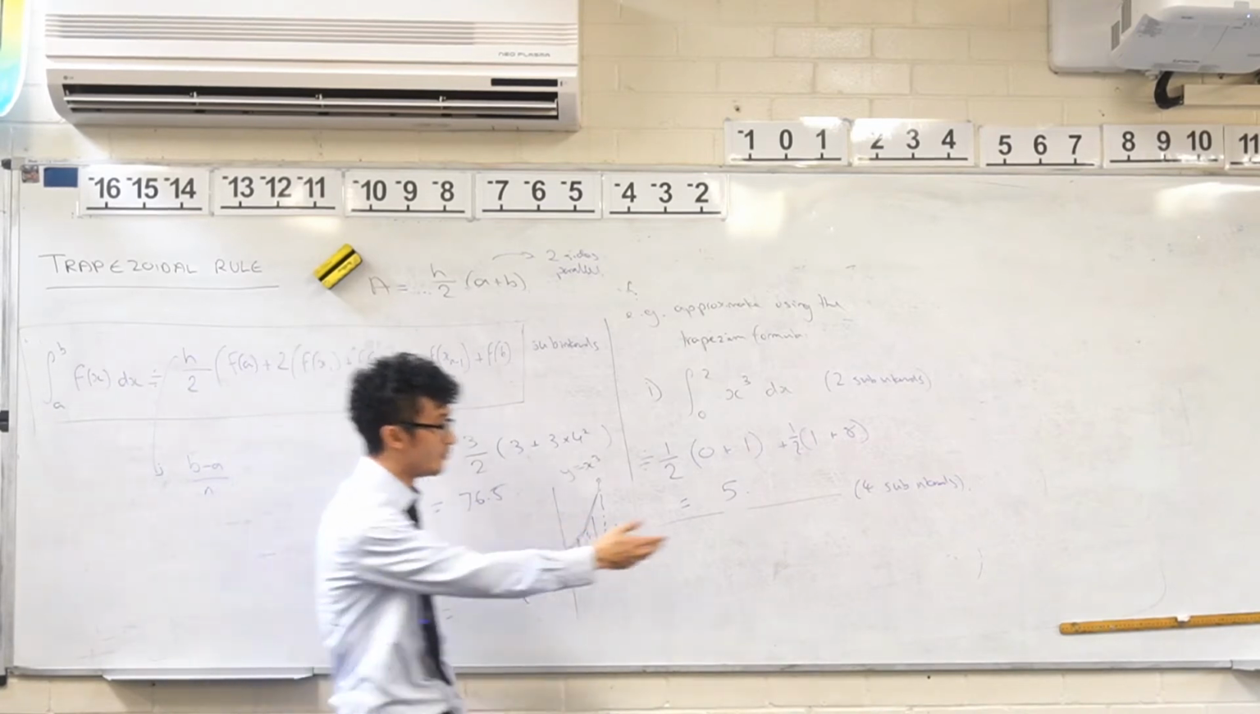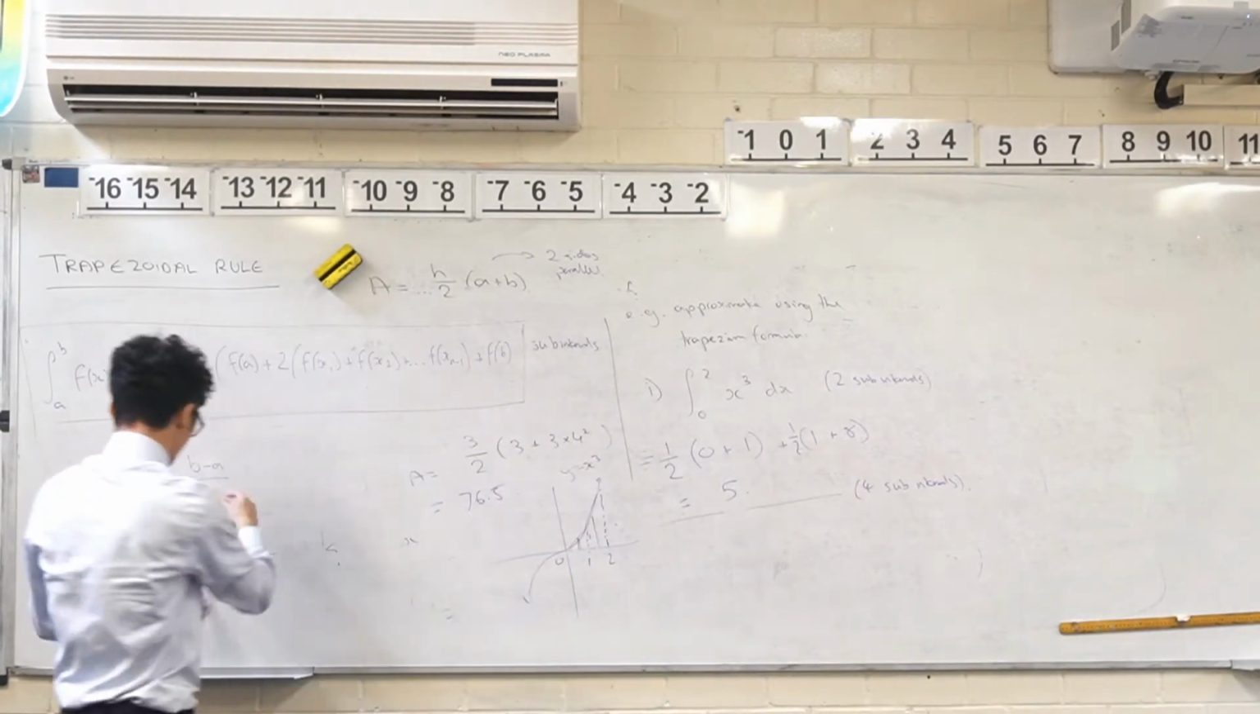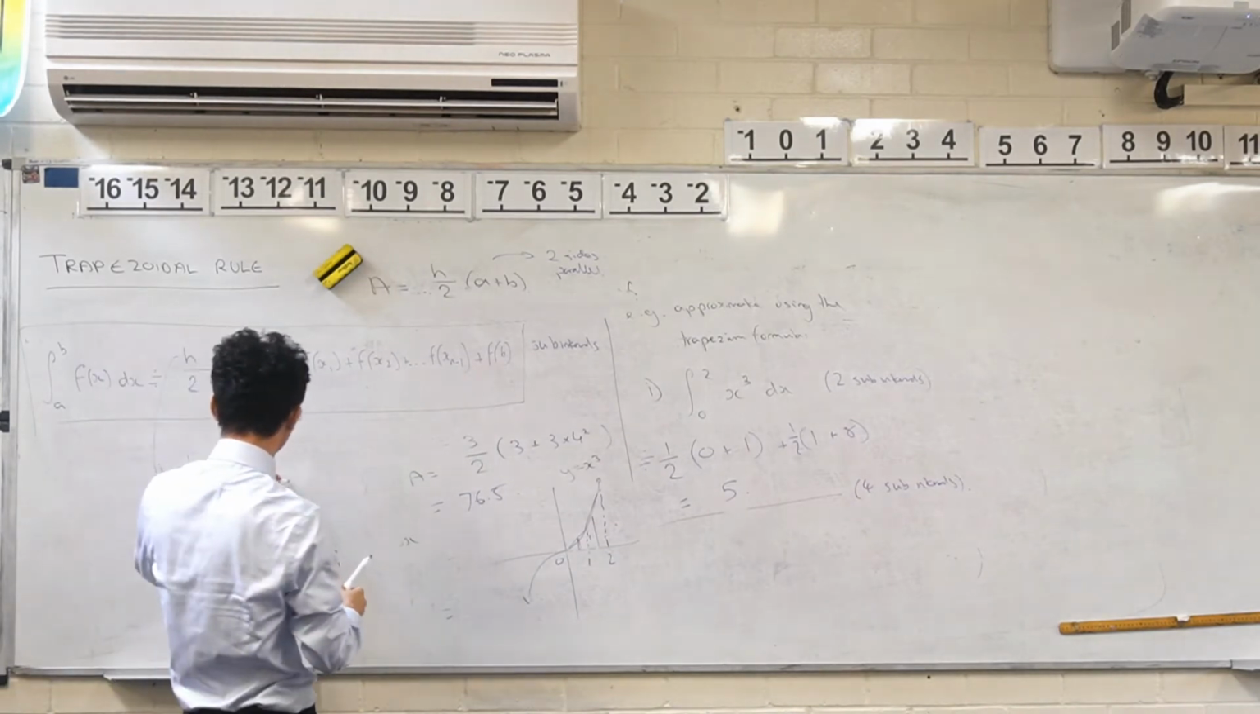Yeah, we divide by the number of subintervals that there are. And so that's what this n is. That's what this n represents, the number of subintervals.